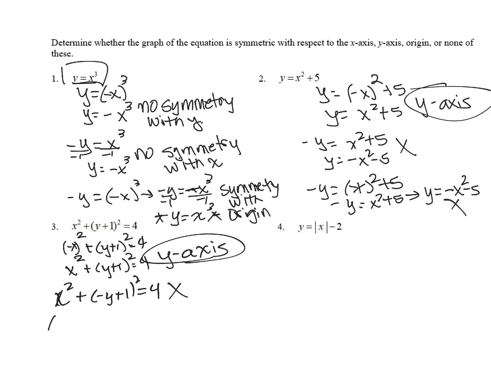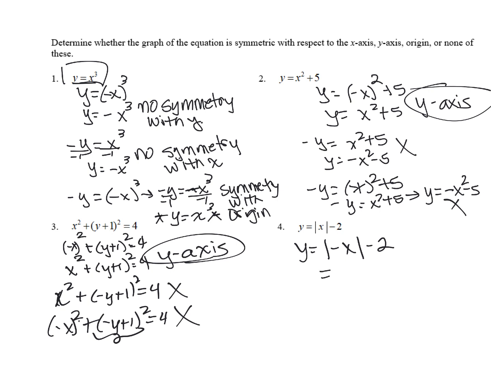And a very similar thing is going to happen when we make both of them negative. I can't simplify that out. So because of the negative y plus 1 squared, it's also not going to be symmetric to the origin. All right, let's try this last one. y equals negative the absolute value of negative x minus 2. Well, remember, the absolute value of negative x, whatever it is, is going to be positive.